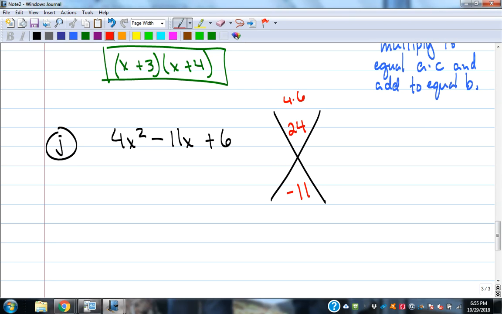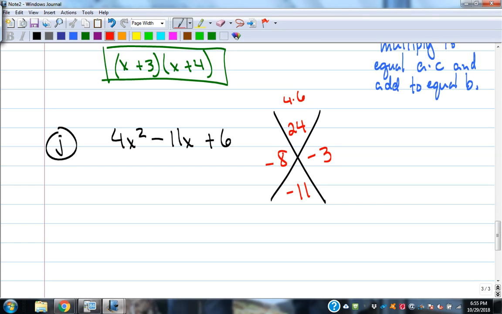What else do we know that goes into 24 besides 2 and 12? 3 and 8. Both negative, so negative 3 times negative 8 is positive 24. What's negative 3 plus negative 8? Hey, that's the right pair. That's the ones we want to use. So we're using negative 8 and negative 3.